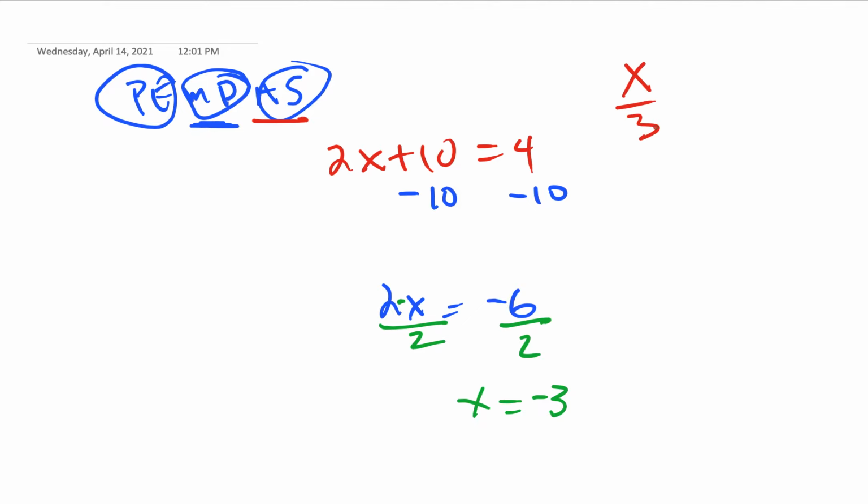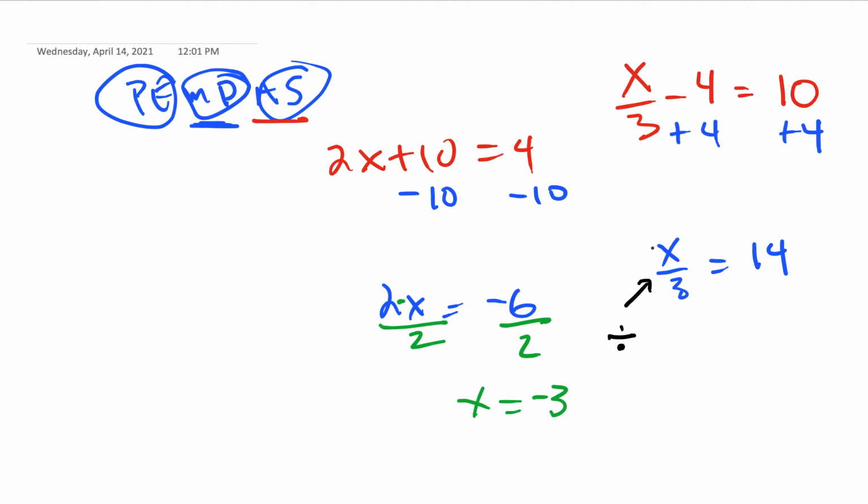We could do this. And we ask, is there any addition or subtraction? Yeah, there's a minus 4, so we'll add 4 to both sides. So we have x over 3 equals 14, and we might not know that x over 3 really means divided by. So we're going to multiply both sides by 3, and that will cancel it out. So we always try to cancel things out to get x alone.